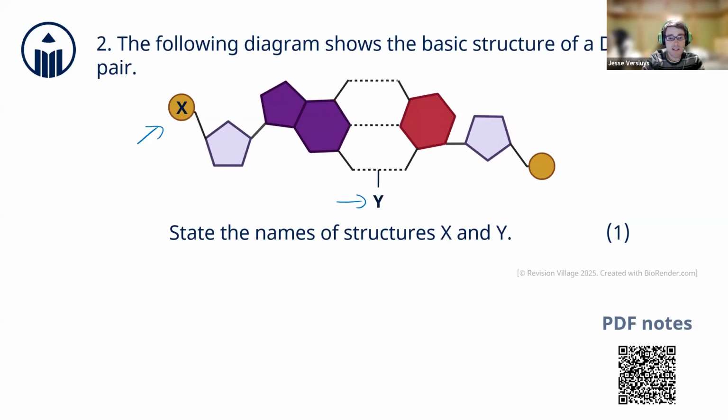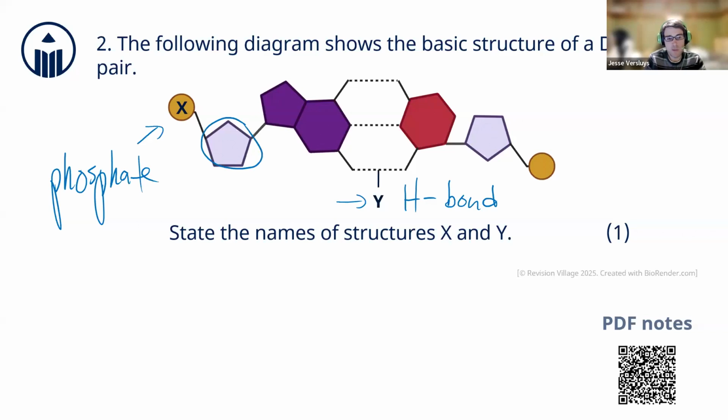All right, so X, you're probably familiar with. That would be a phosphate. So the simplified version of the phosphate can be shown as just a circle, which is nice and easy to draw. And then Y would be a hydrogen bond. So we can just say hydrogen bond in there. Okay, and then once again, here is our deoxyribose sugar. These are our bases, and then we have our hydrogen bonds in the middle, 3 of them here.